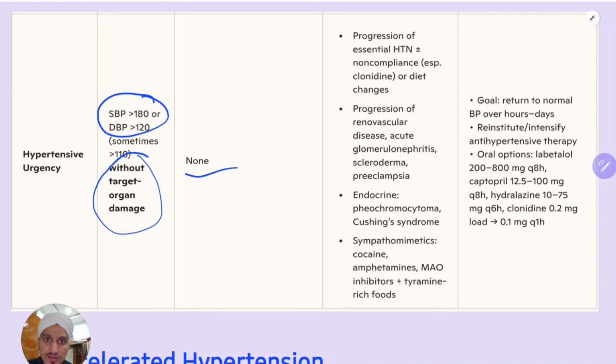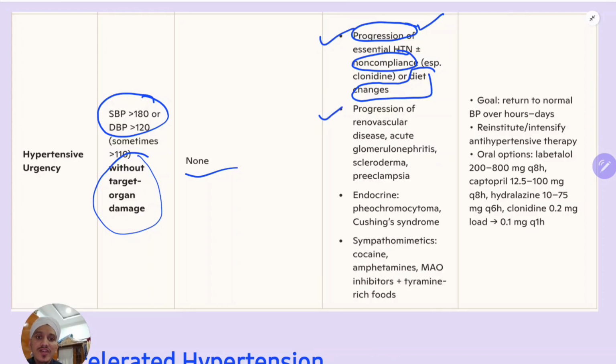So what is the cause? The cause is progression of essential hypertension plus non-compliance. The patient may not be taking the BP medication properly, especially clonidine, or there may be diet changes. The patient may be taking excessive sodium, or non-compliance to the medication, or progression of the essential hypertension. So it can be either progression, non-adherence, or lifestyle factors. These are the causes.